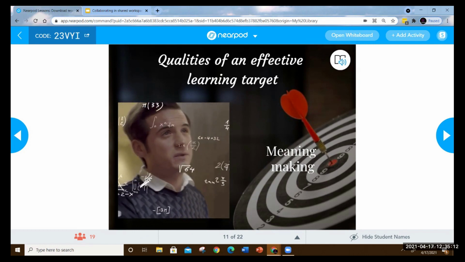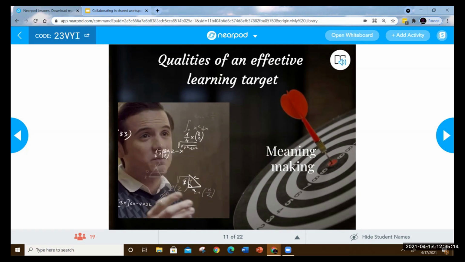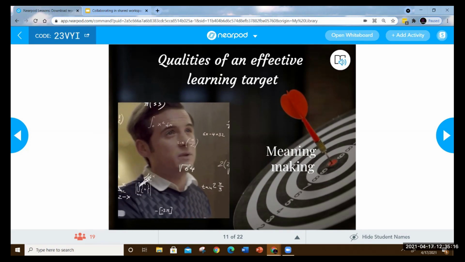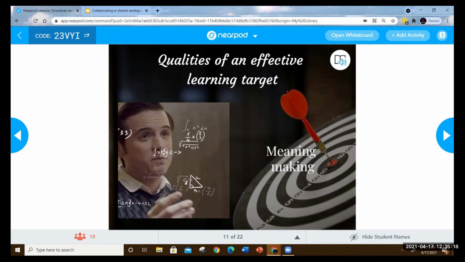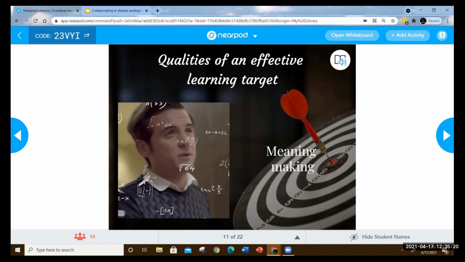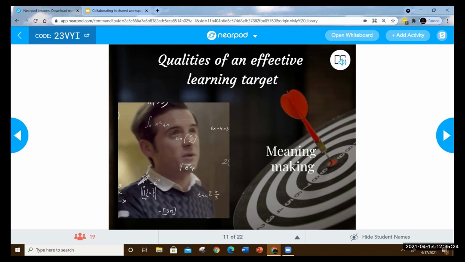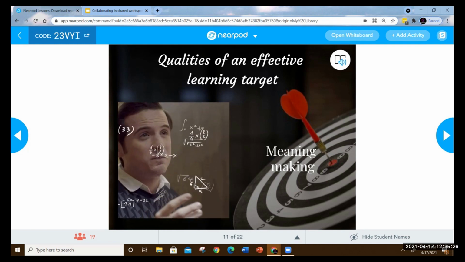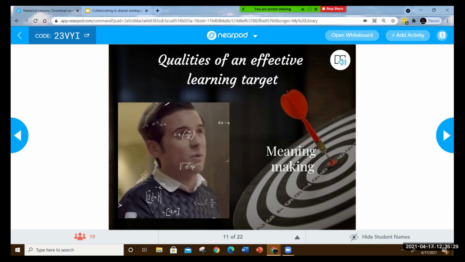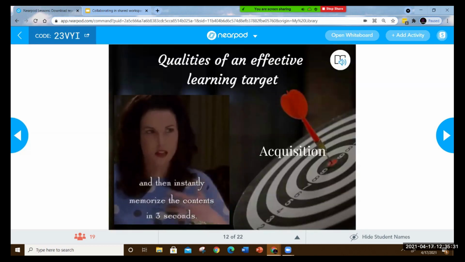Can they justify? These are sort of like your verb elements of what your students are going to be able to do. How are they going to use that knowledge in a new way? All right. The next thing is acquisition.